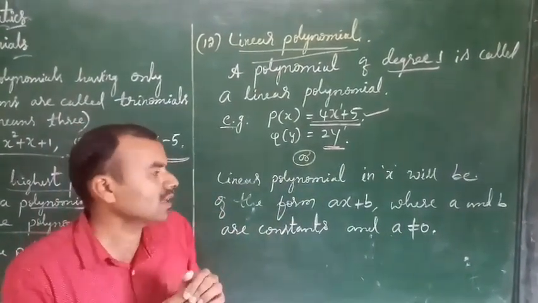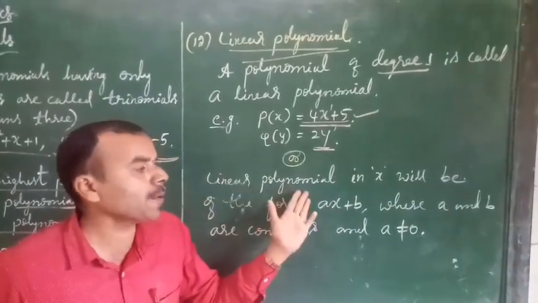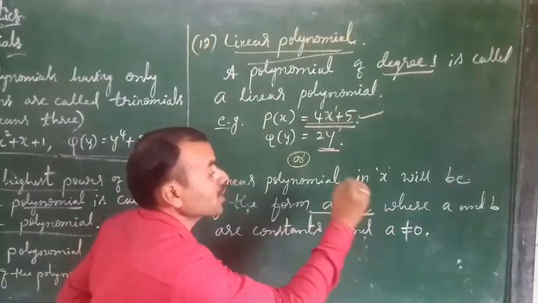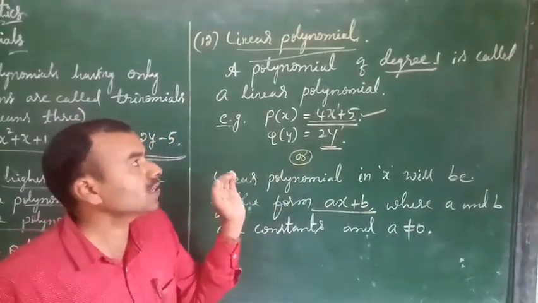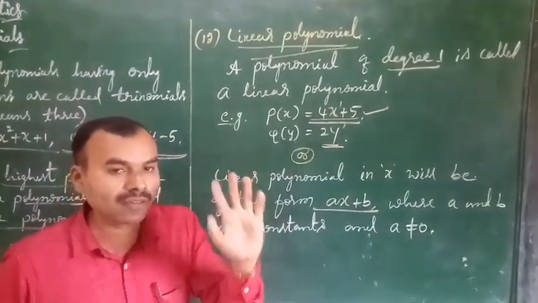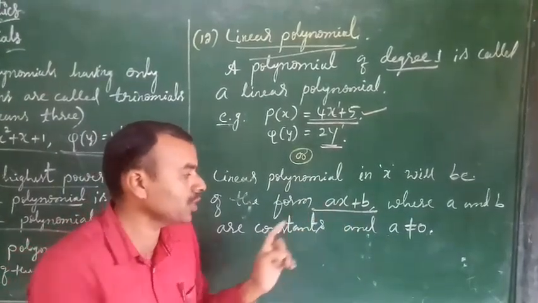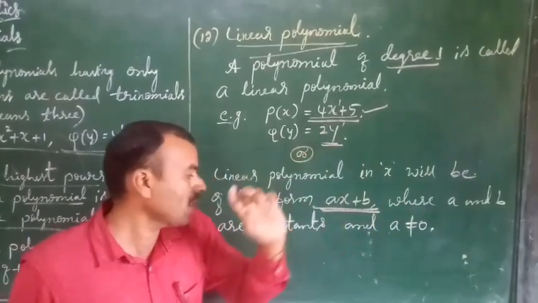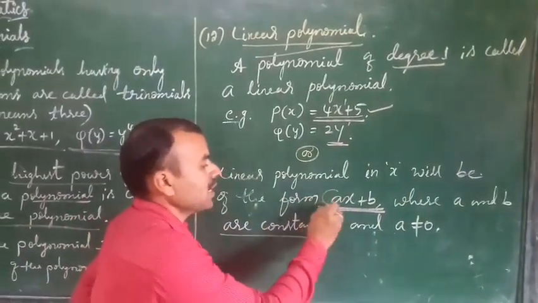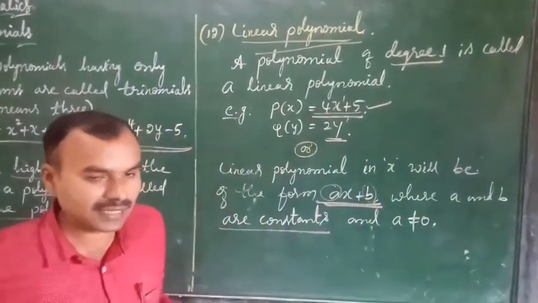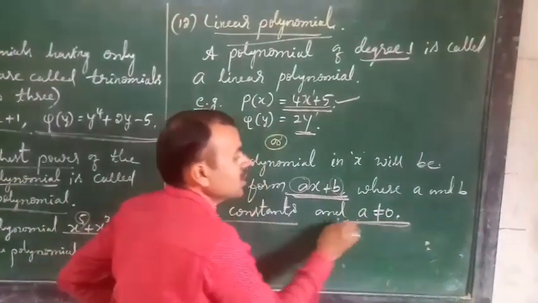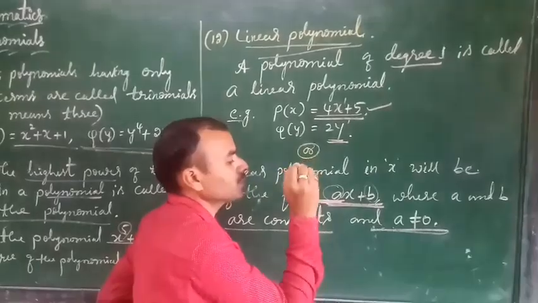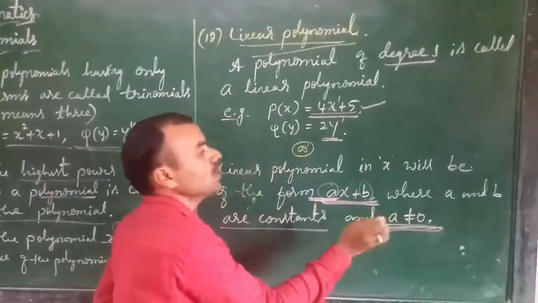In general, we can say a linear polynomial in x will be of the form ax plus b, where a and b are constants, and the condition is a is not equal to 0. A is always not equal to 0.